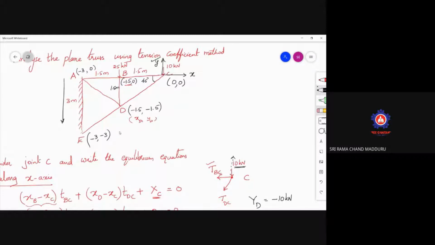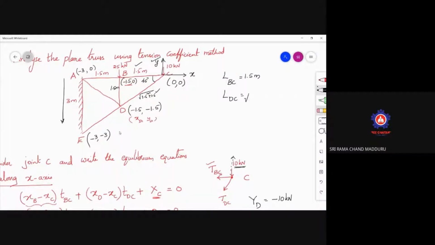Length of the member CD. To get the length of member CD, write down: LBC is 1.5 meters. That is already a horizontal member, so you can easily find it out. LBC is equal to 1.5 meters. LDC is nothing but the square root of 1.5 square plus 1.5 square. Yes or no? As it is a right angle triangle, you have to take the square root of 1.5 square plus 1.5 square.